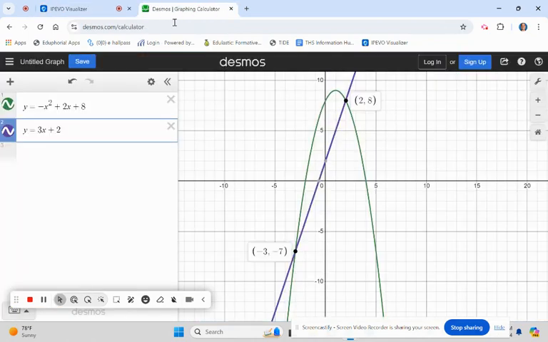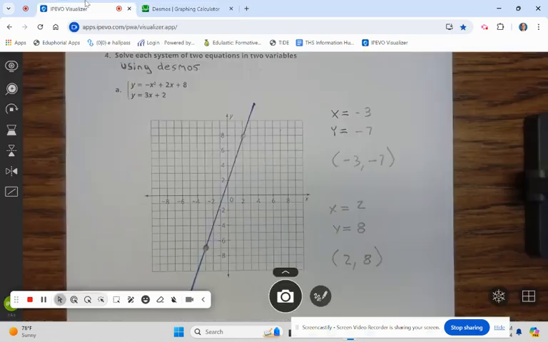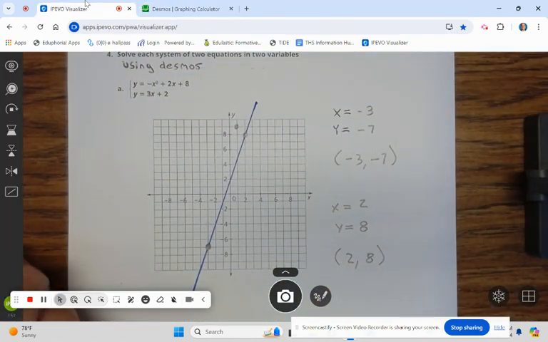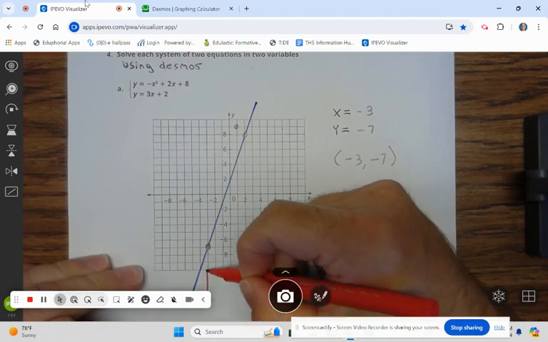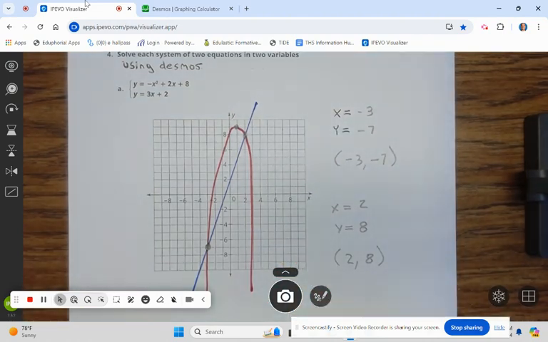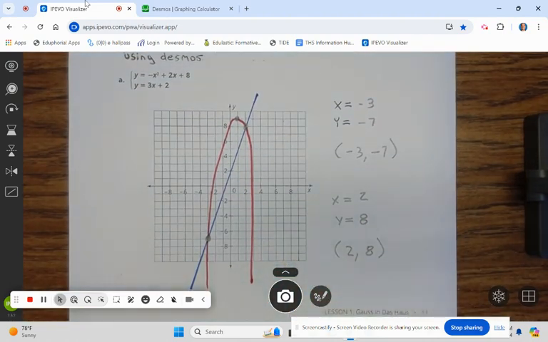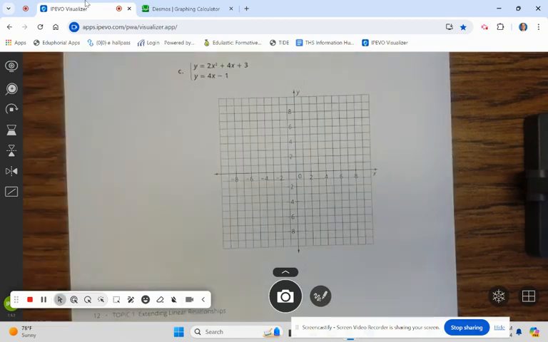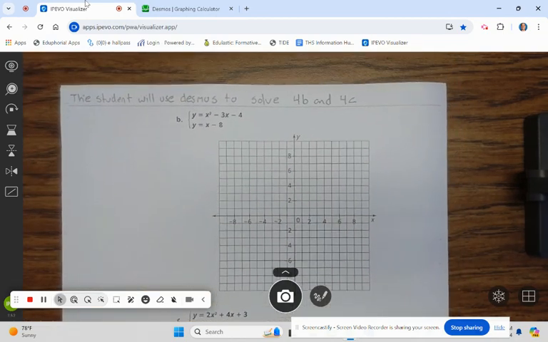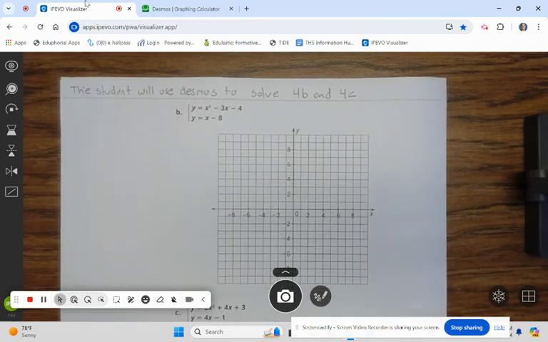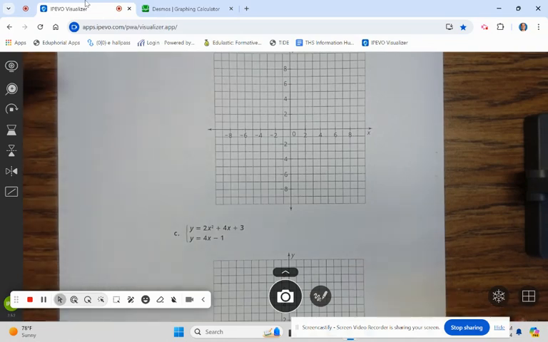All right, and then really all we need is the vertex right here to draw the quadratic, which is 1, 9. So 1, 9. And then we know that these points will connect like so. All right, go ahead and finish up 4a. All right, let's take a look at the next page. The student will use Desmos to solve 4b and 4c. All right, let's take a look at the next page.